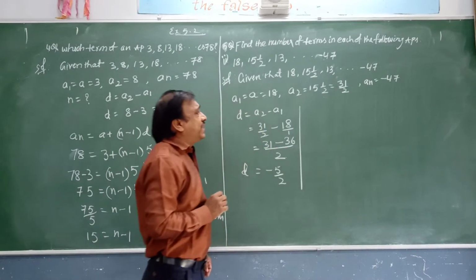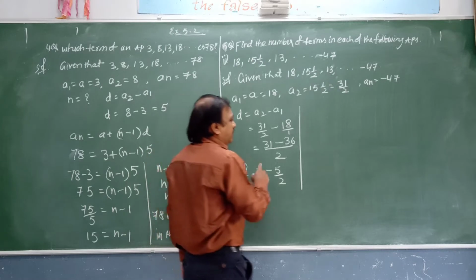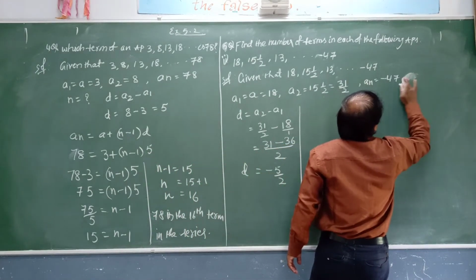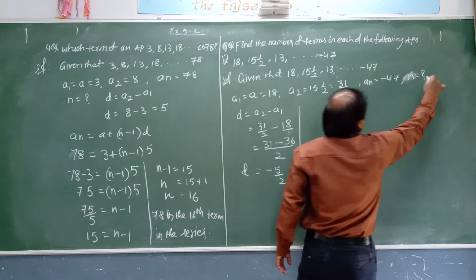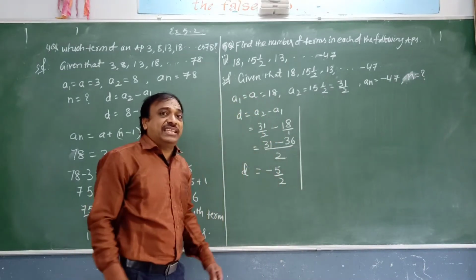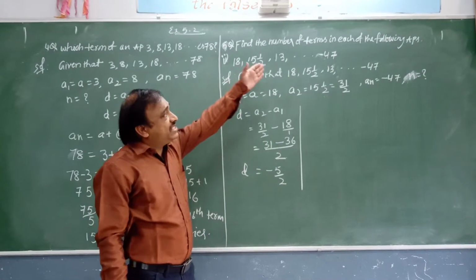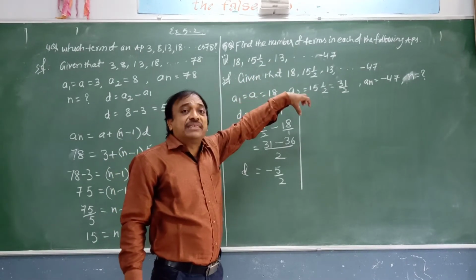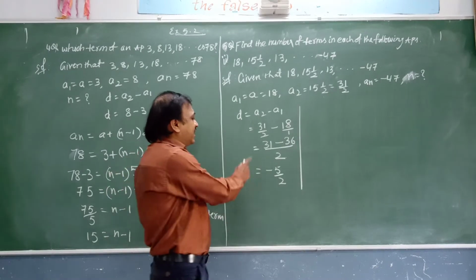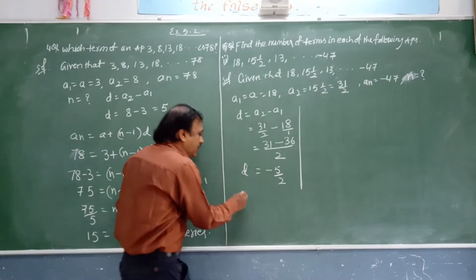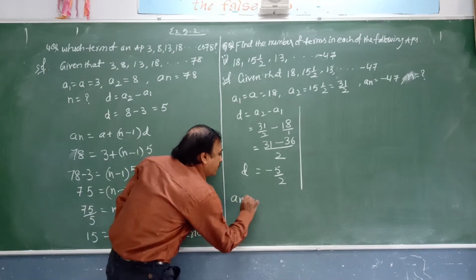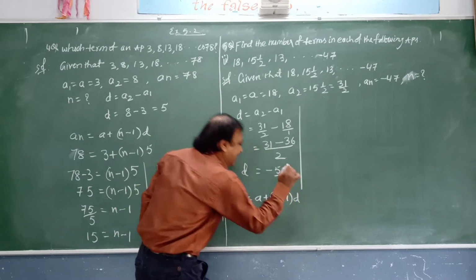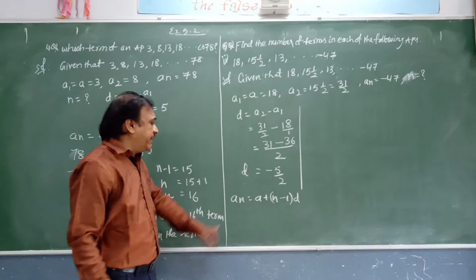And what do we have to find out in the question? We need to find out n, that is, how many terms are there in the series. Minus 47 is the last term in that series. Now d is equal to minus 5 by 2. As we know, an is equal to a plus n minus 1 into d.